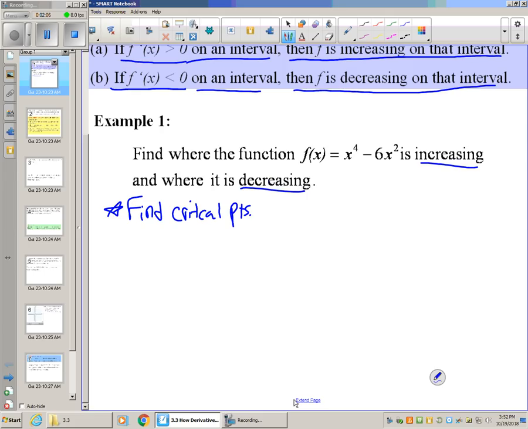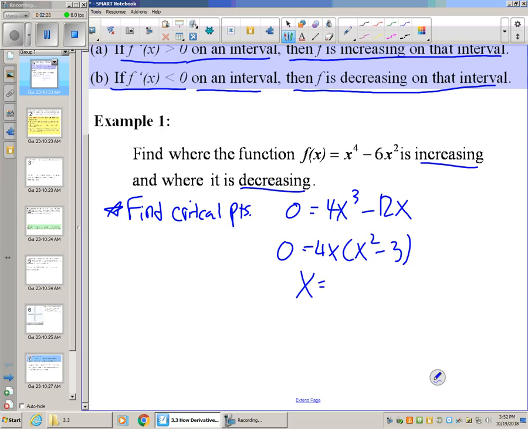So we're going to let 0 equal the derivative of the function, which is 4x cubed minus 12x. Just doing some simple algebra, we can solve 0 equals 4x times (x squared minus 3). Then setting each factor equal to 0, we get x equals 0 and x equals plus or minus the square root of 3. So those points right there are our critical points.